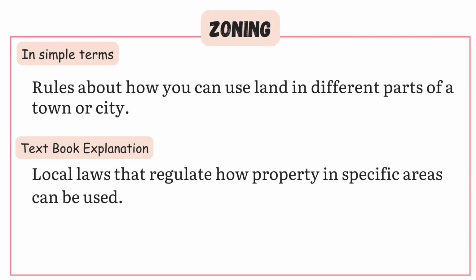Zoning. In simple terms, it is rules about how you can use land in different parts of a town or city. As per textbook definition, zoning is local laws that regulate how property in specific areas can be used.